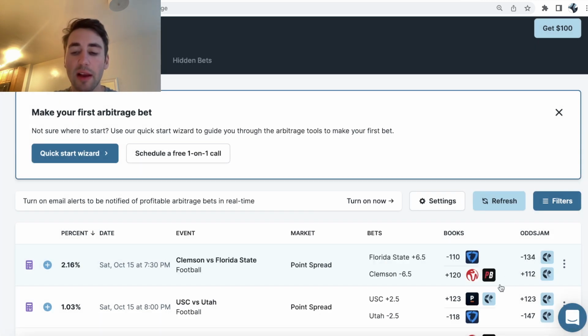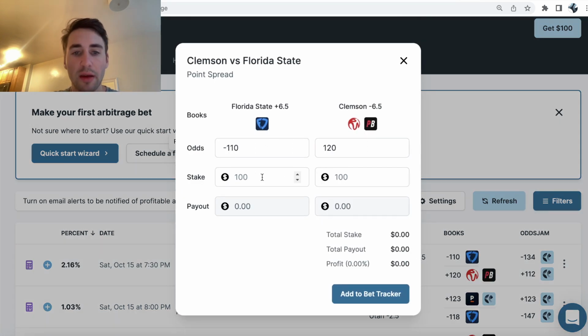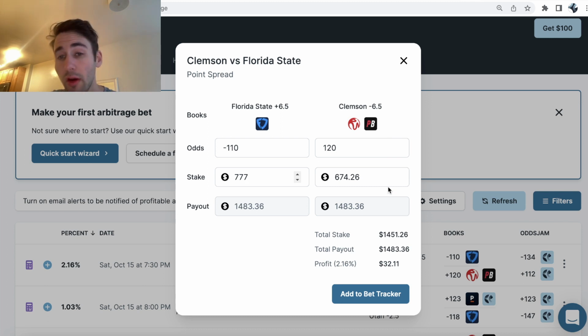So on PointsBet, Clemson -6.5 is +120 odds, right? On FanDuel, Florida State +6.5 is -110. So you're betting 110 to win back 100 on Florida State +6.5. On Clemson -6.5, you're betting 100 to win 120 in profit. So when the plus number is greater than the minus number, you can earn a risk-free profit betting on equal and opposite outcomes: the over and the under, one side of the spread, the other side of the spread.